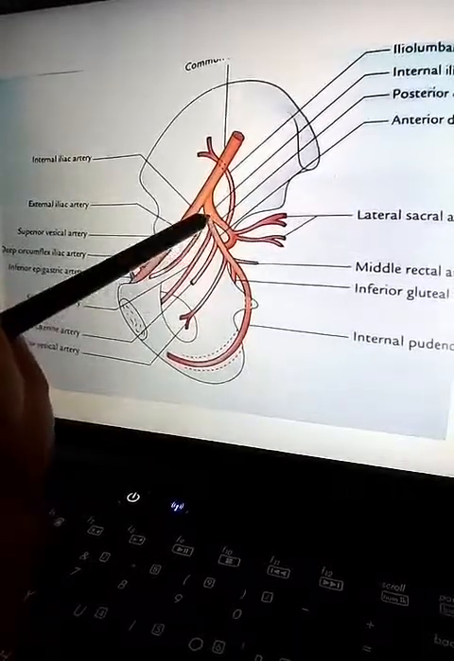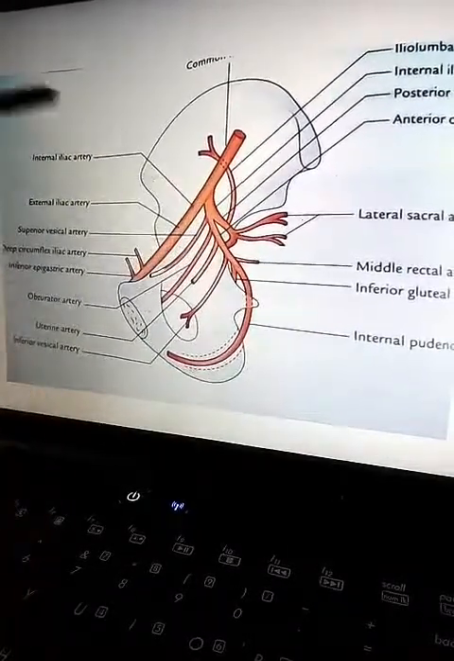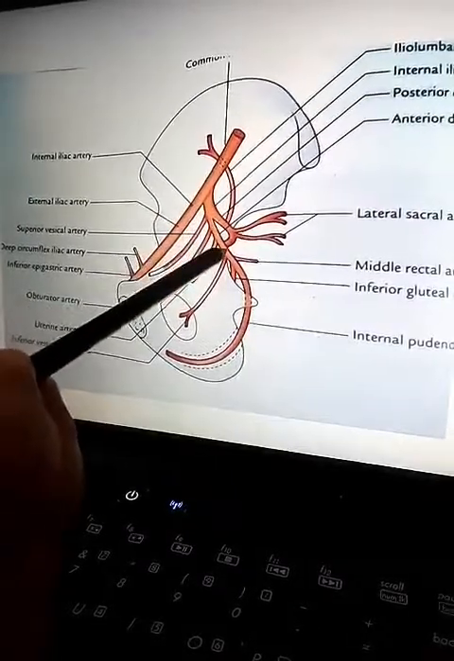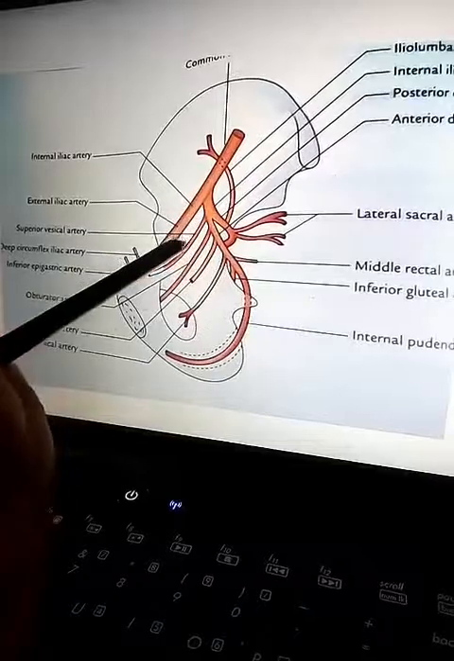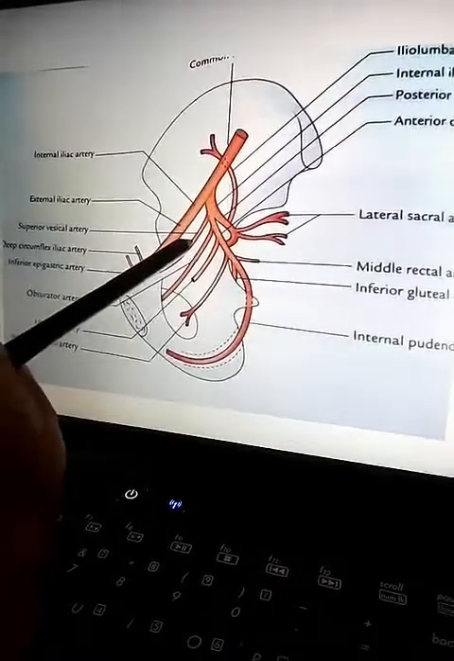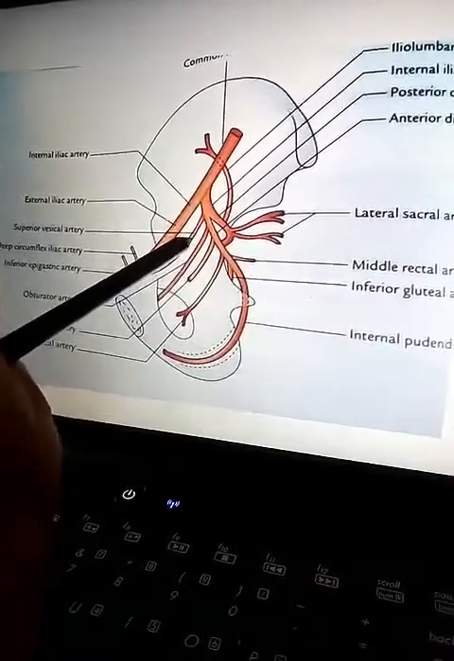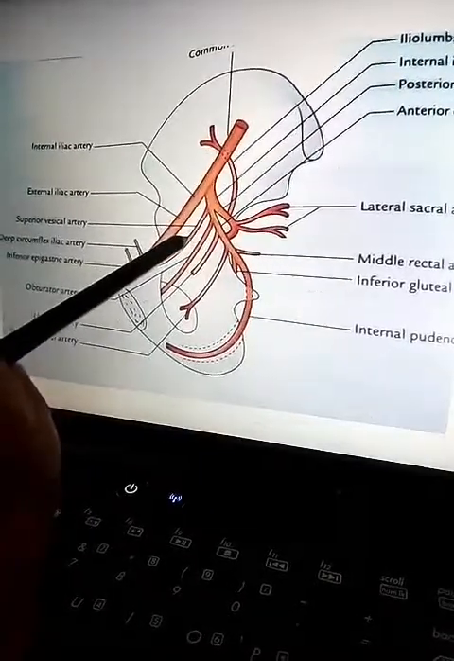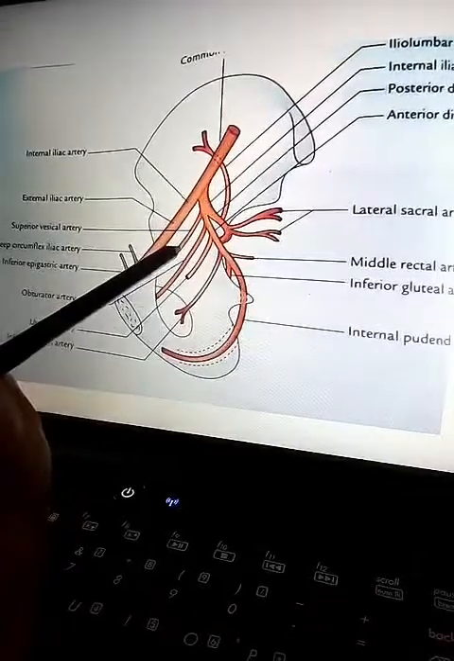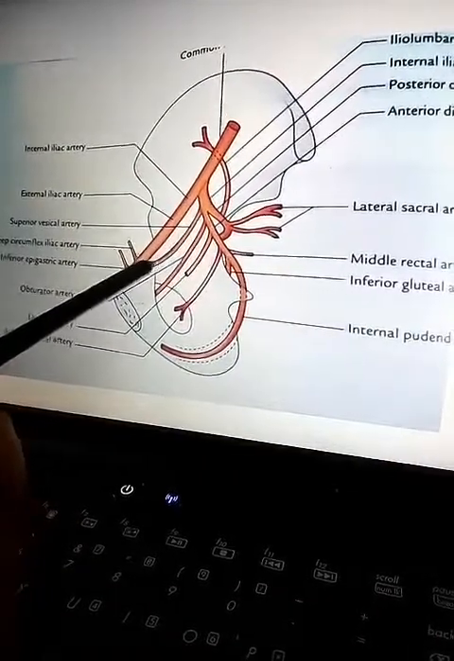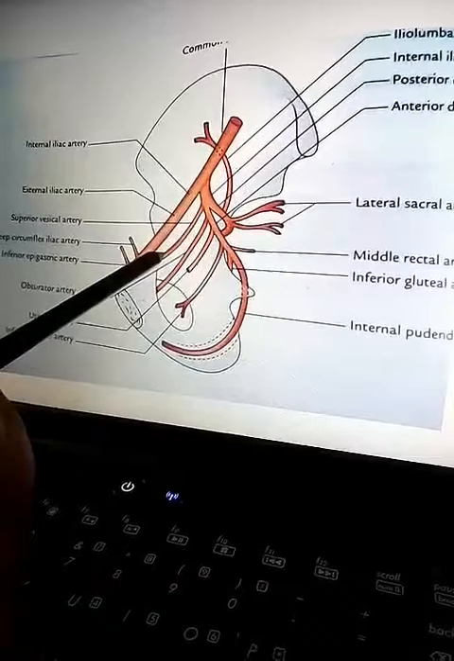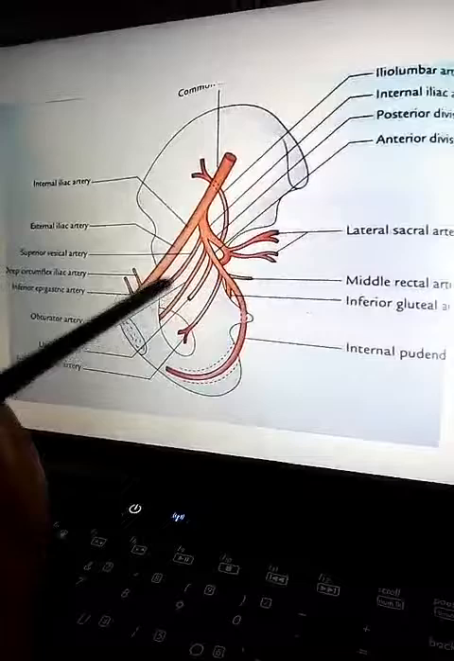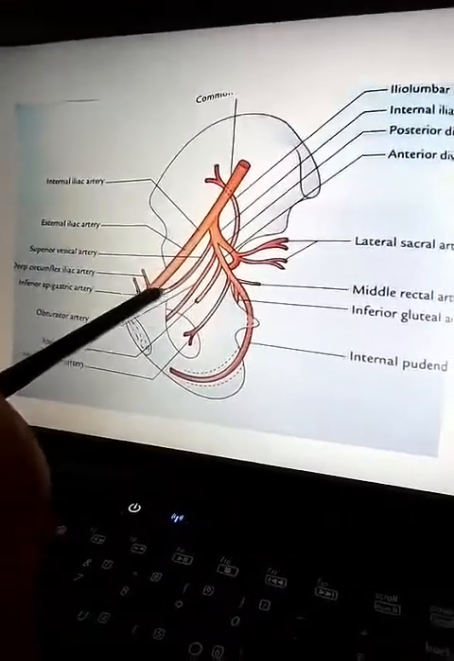Now further, the anterior and posterior divisions give branches. Now branches from the anterior division. First branch is the superior vesical artery. It is a persistent proximal part of the umbilical artery in fetus. It runs forwards and medially to supply the upper part of the urinary bladder. It is crossed by the ductus deferens and often gives branch to it.